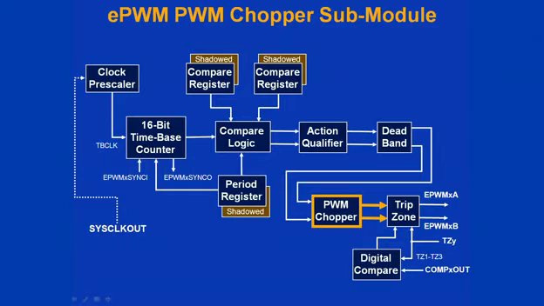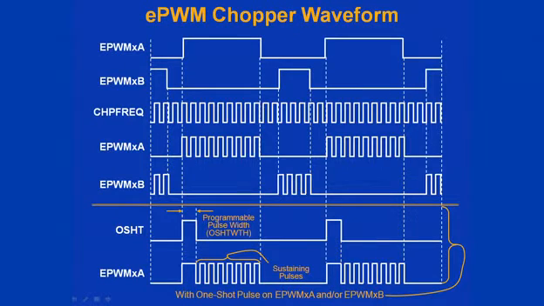The PWM chopper submodule uses a high-frequency carrier signal to modulate the PWM waveform. This is used with pulse transformer-based gate drives to control power switching elements. As you can see in this figure, a high-frequency carrier signal is ANDed with the EPWM outputs. Also, this circuit provides an option to include a larger one-shot pulse width before the sustaining pulses.